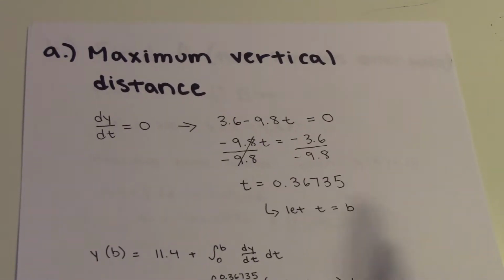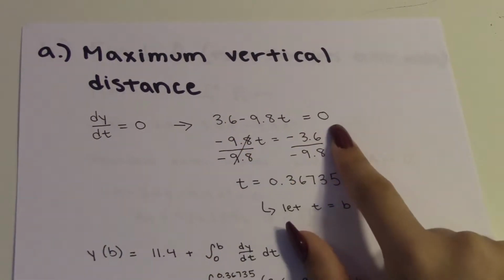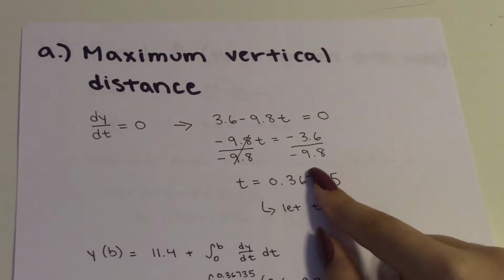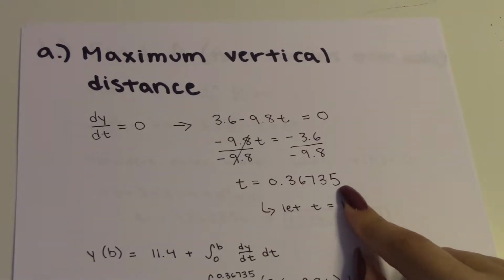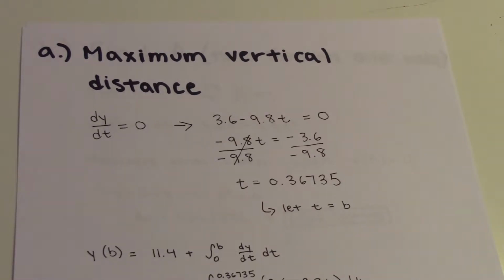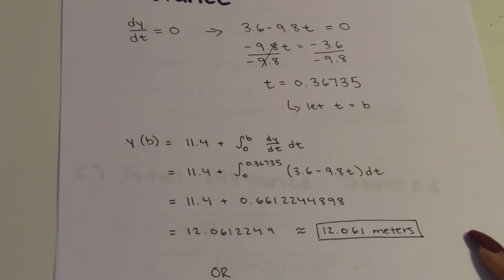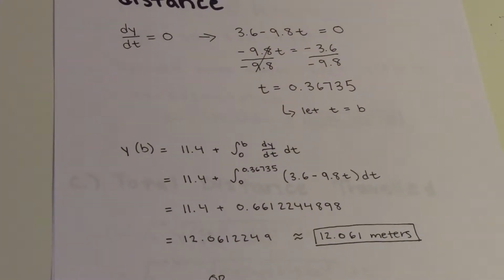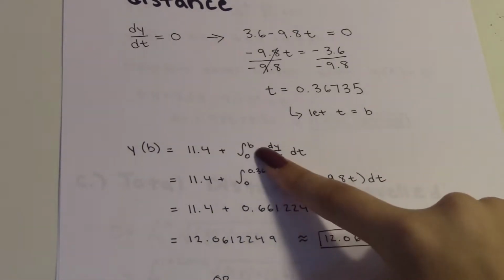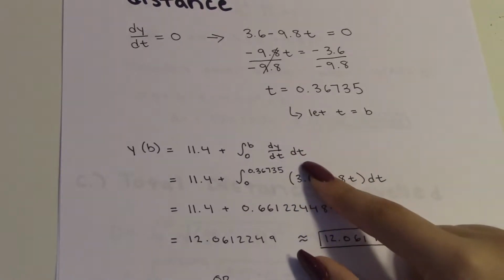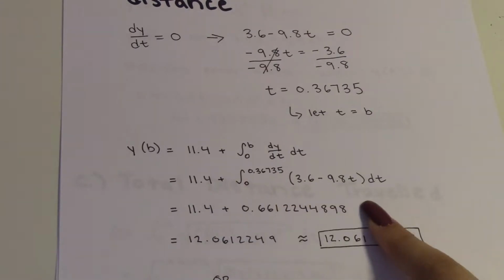As you can see here, I manipulated this equation and moved 3.6 to this side and then divided both sides by negative 9.8 to get t is equal to 0.36735. For the purpose of the next section, we're going to switch variables and let t equal b. So now, solving for the whole length, we have y of b is equal to that initial position plus the integral from 0 to b of dy/dt dt. If we plug in dy/dt and b, we get this equation.